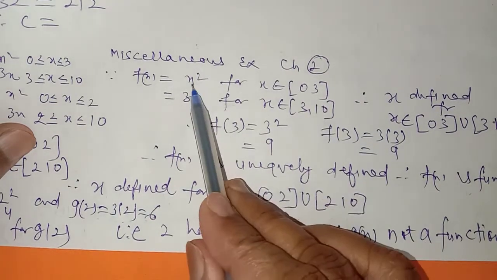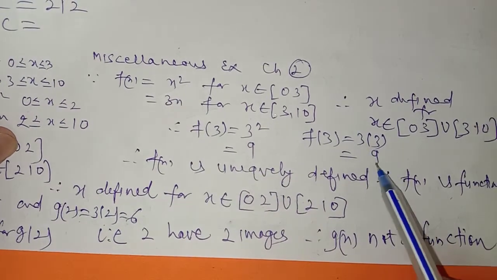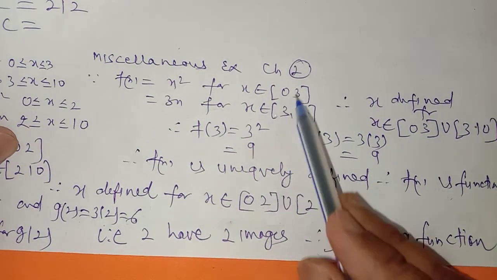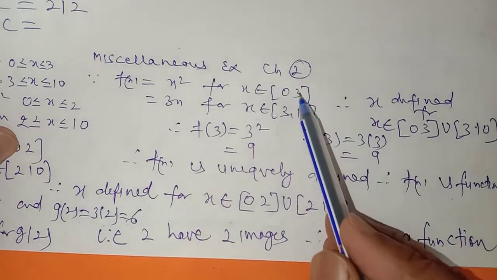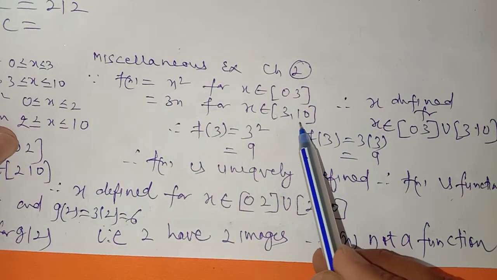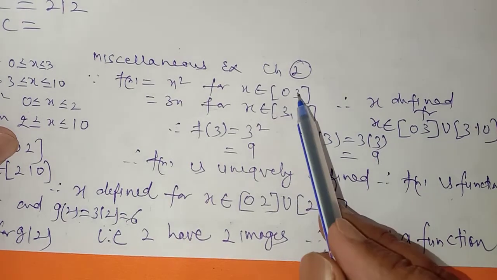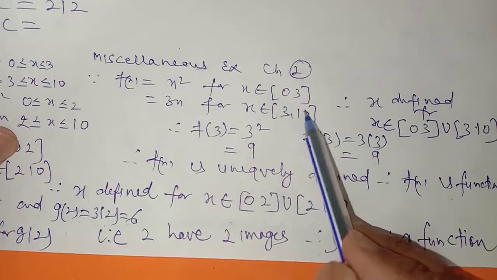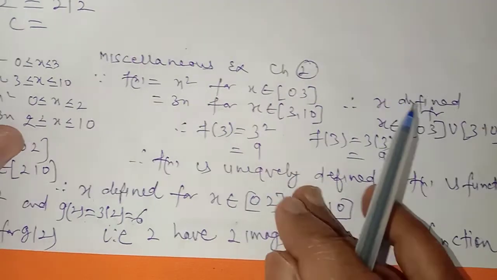So f(3) in this case is equal to 3 square, and f(3) in this case is equal to 3 into 3, that is 9. So the range of the function for the domain 3 is the same in both the cases. Therefore this is a function, because 3 is coming here two times, in this condition also and in this condition also, and in both the cases it is coming out to be the same. That is, the domain 3 has one and only one image. The rest will be unique because from 0 to 10 only 2 is common in both the cases.